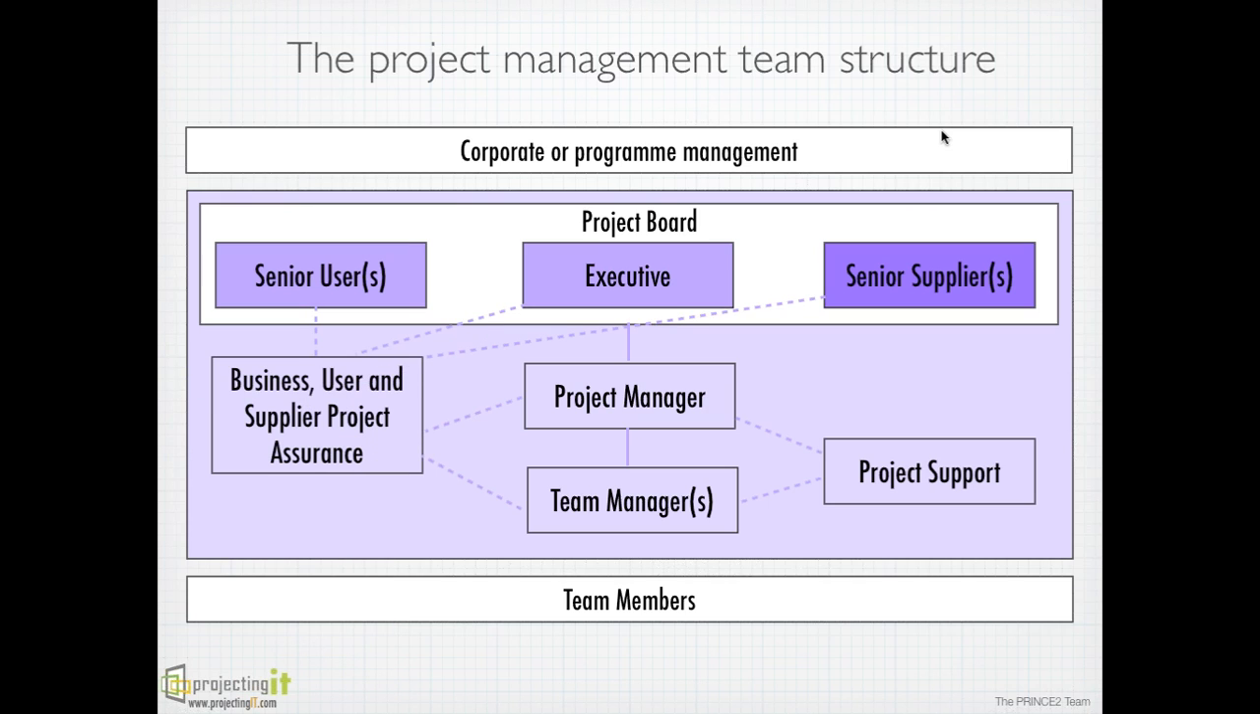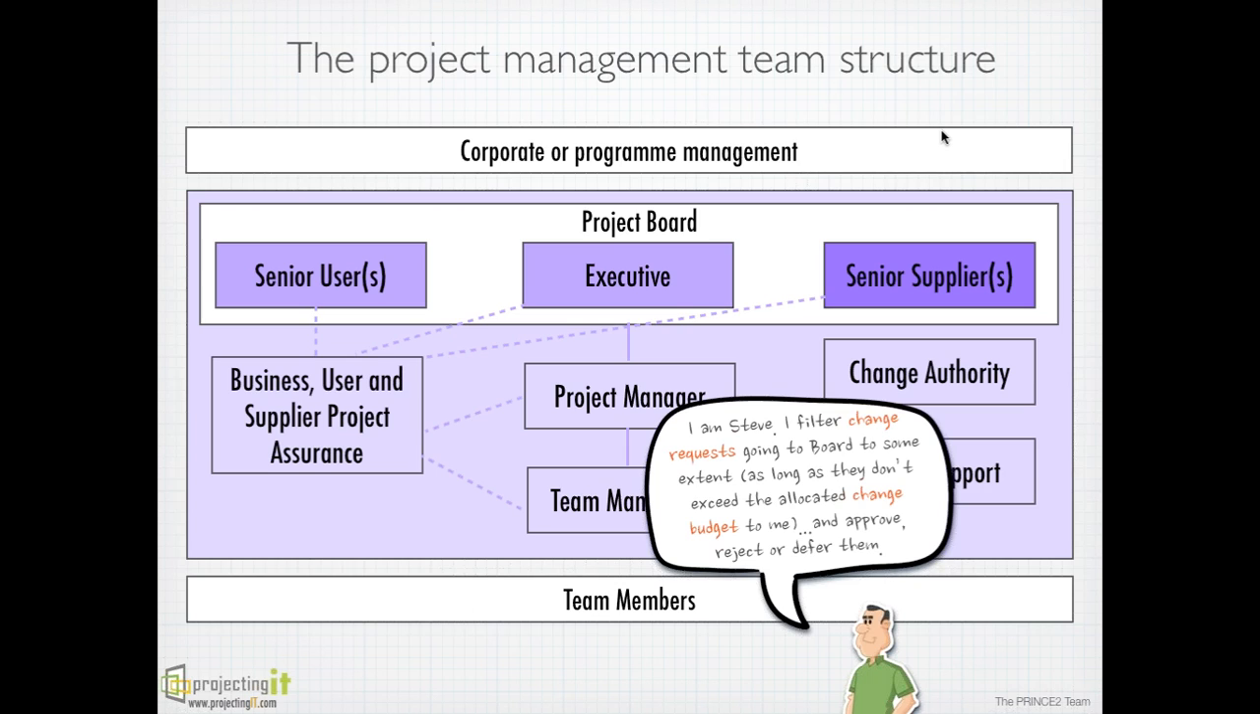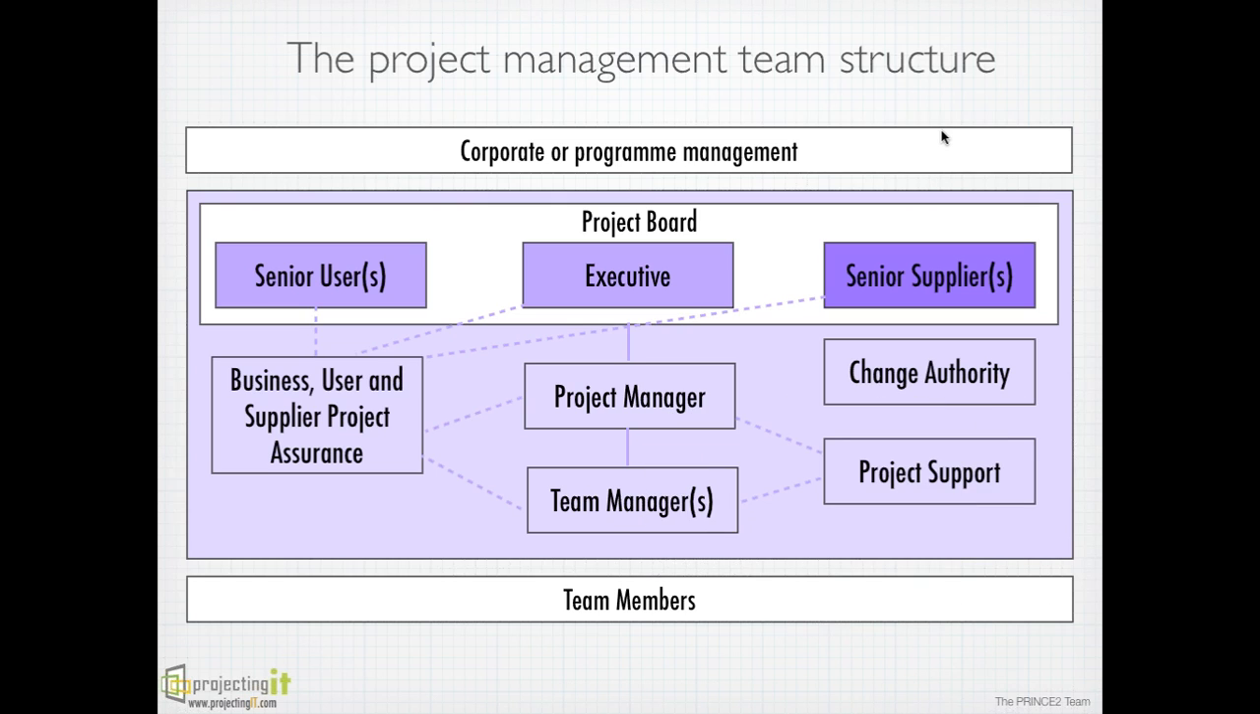And then we have change authority. The job of a change authority is to provide decisions on the changes submitted to them. They basically approve, reject, or defer changes. The change authority role could be played by the board members, by the project manager, by project assurance, or a person nominated by the board. So the change authority role has to be assigned, and generally they are given some authority within which they can approve or reject changes, usually in the form of a change budget.